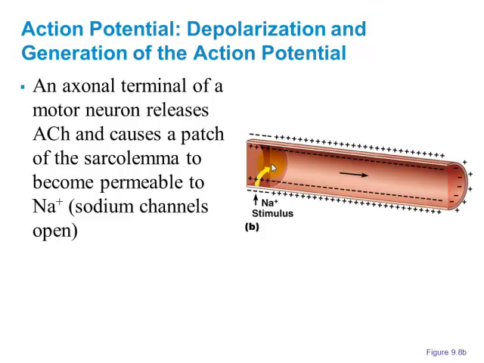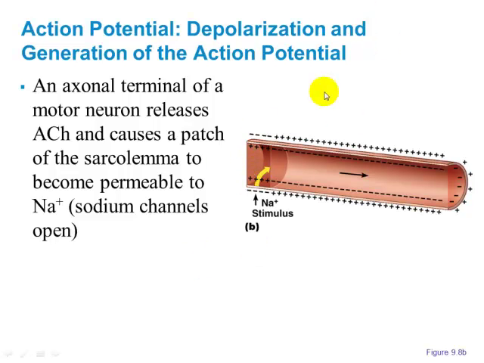Now, the first step involved here is that localized depolarization. When you have that axonal terminal of a motor neuron, that neuromuscular junction, releasing acetylcholine, it's going to cause a little region of the sarcolemma to become permeable to sodium. And when we say it becomes permeable to sodium, it means sodium channels are opening in that area. When you open a door for sodium, it's going to want to flow in. The reason it wants to flow in is because there was more sodium outside than inside, so it's going to go along its concentration gradient.